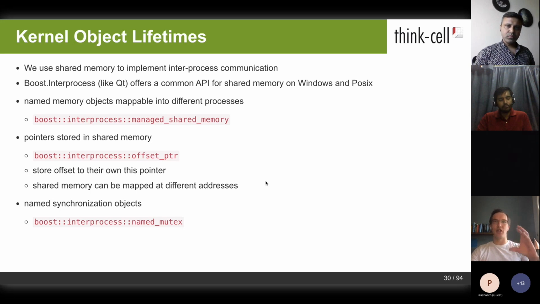If you have your shared memory segment that will be mapped at different addresses in your participating processes, that means that you can't store an actual pointer in that shared memory, because that pointer will be wrong in the other processes. And that's what Boost Offset Pointer solves for you. Boost Offset Pointer is a pointer that can be stored in shared memory, because it stores not an absolute pointer, but an offset to itself, which is then correct in all processes. And last but not least, you have some synchronization objects, of course.